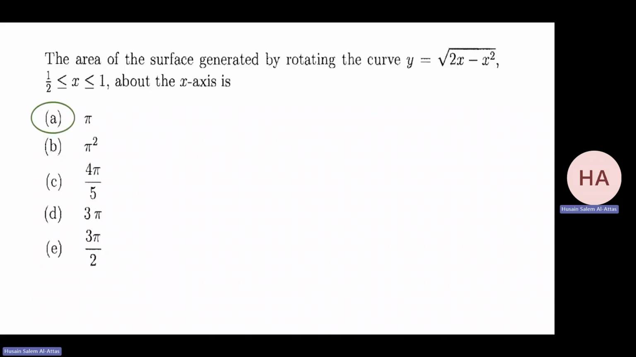بسم الله الرحمن الرحيم. We'll continue doing some problems. By the way, this problem, I think I did it by mistake before. I made a mistake in the calculation, so I'm doing it again.